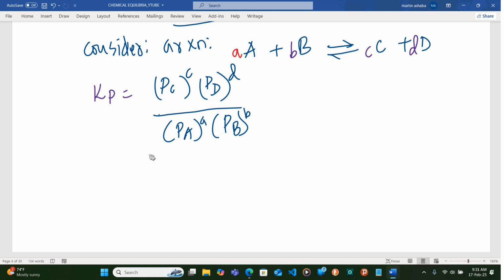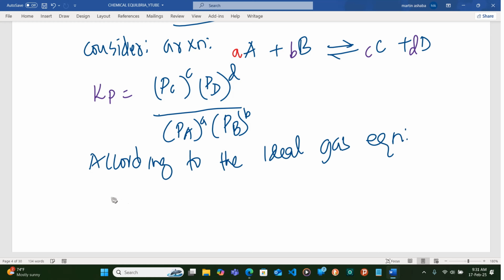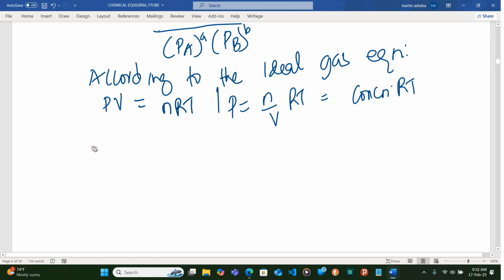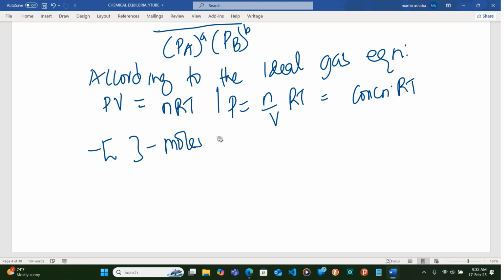But according to the ideal gas equation, we know that PV is equal to nRT, whereby R is the universal gas constant, T is temperature, n is the number of moles, V is volume, P is pressure. Meaning that P is going to be n over V, then RT, which is equal to concentration times RT. Why are we calling it concentration? Because the concentration that we are always given is in terms of moles per unit volume. So we always have the number of moles divided by volume. So that's why we are saying this is the same as concentration times RT.